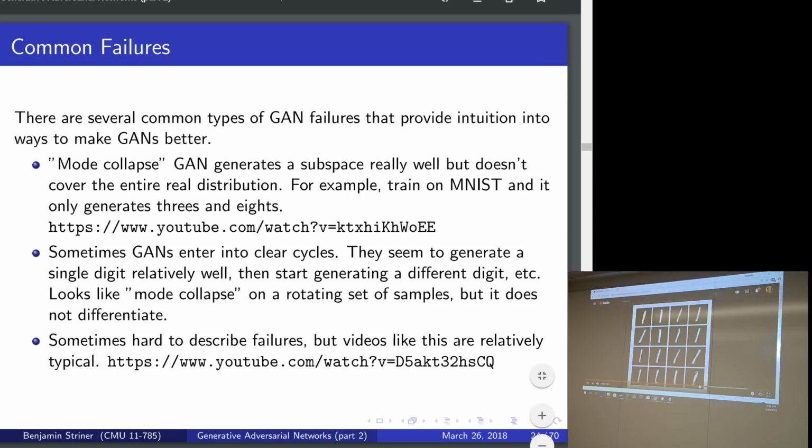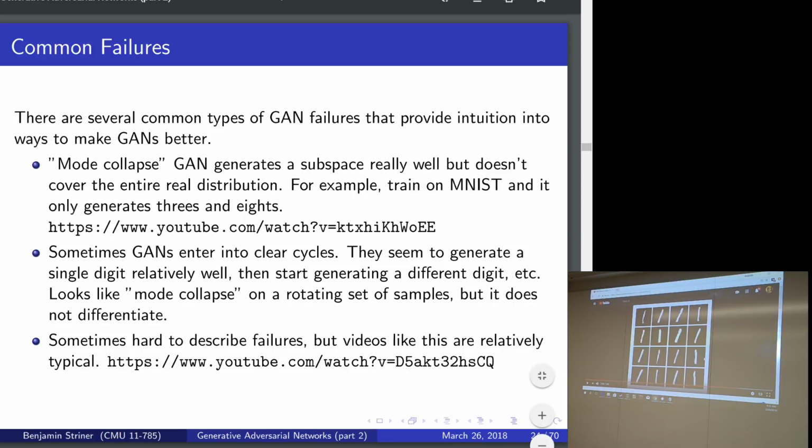Keep in mind, this is trained on 10 different digits. But for whatever reason, this particular time, 1 was where it happened to find its stable point. And its entire distribution is just not covering anything else at all. This is your standard mode collapse.